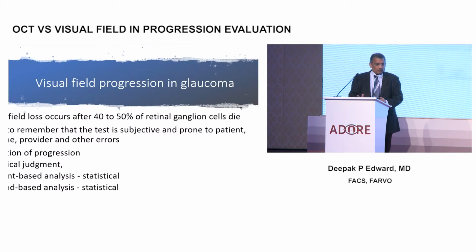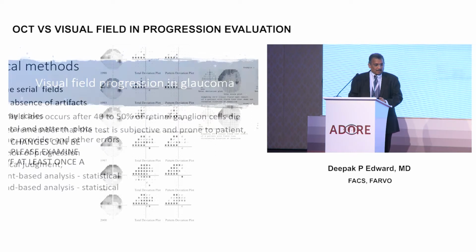So talking about visual field changes, again, visual field changes occur after a lot of ganglion cells die. And you can look at visual field changes by clinical judgment or by statistical analysis available on your machines, especially the Humphrey Visual Field Analyzer. I'm not going to talk about the Octopus here today.